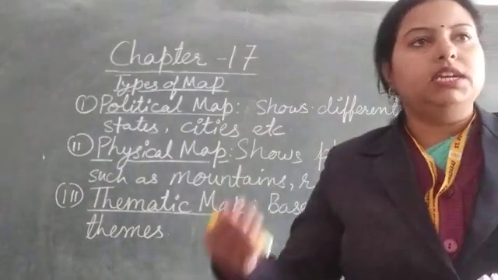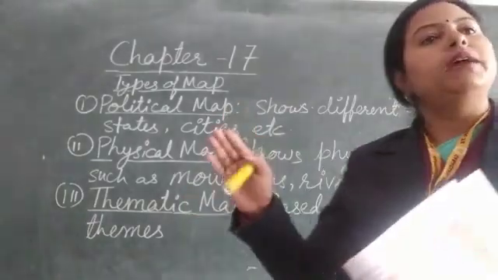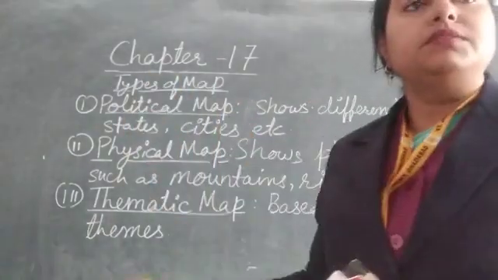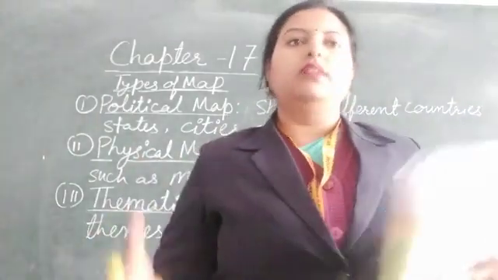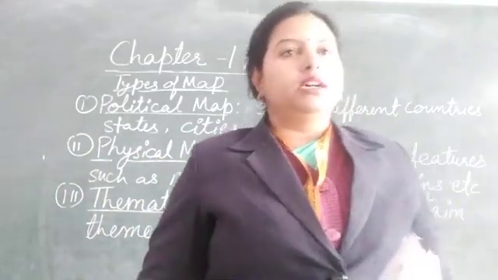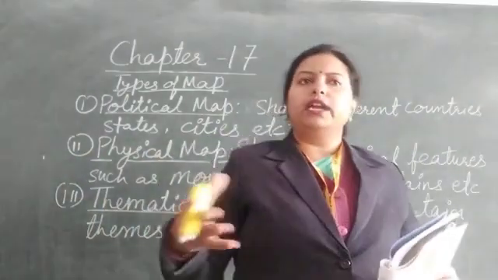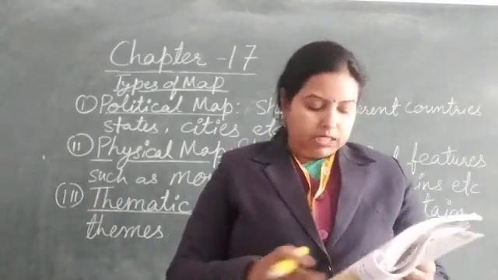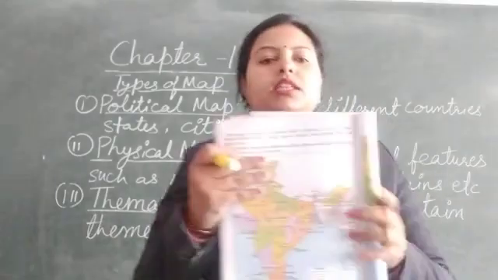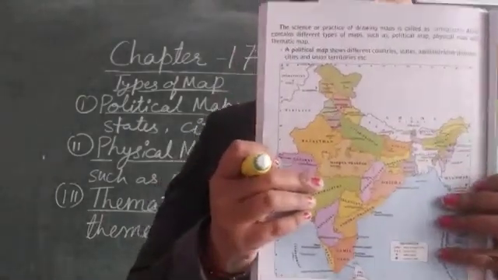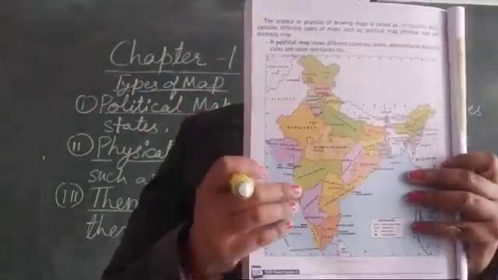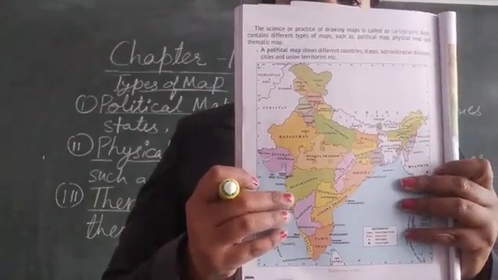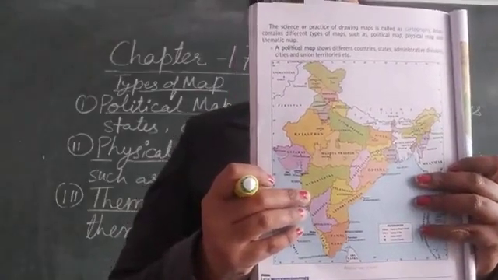And third one is the thematic map. Thematic maps are the maps which are based on certain themes such as soil, rainfall, weather, forest, road and crops distribution. So students, see page number 126. This one is your political map. This is the political map of India, where you can see the states and their capitals.